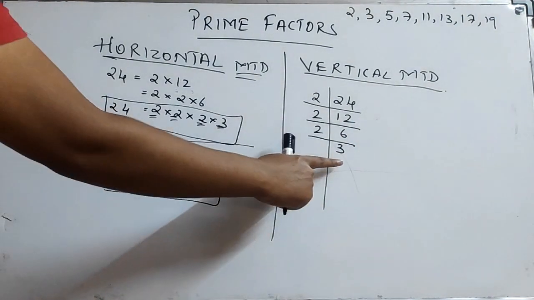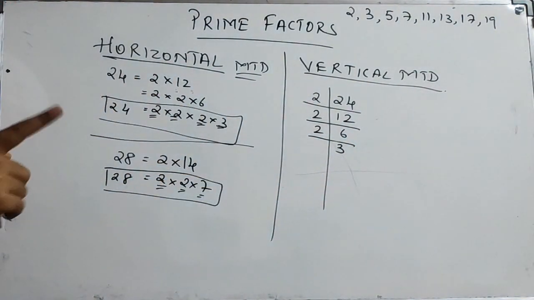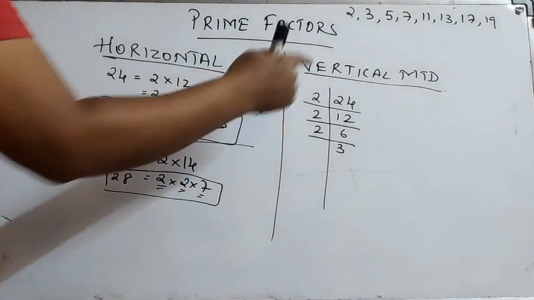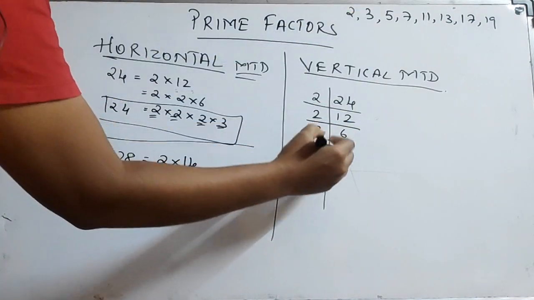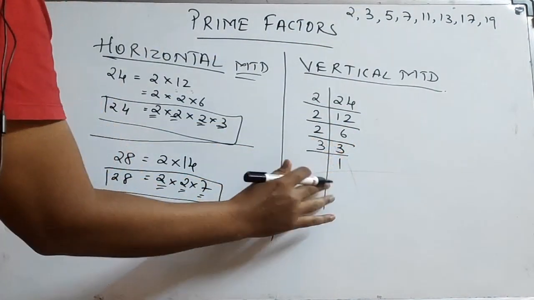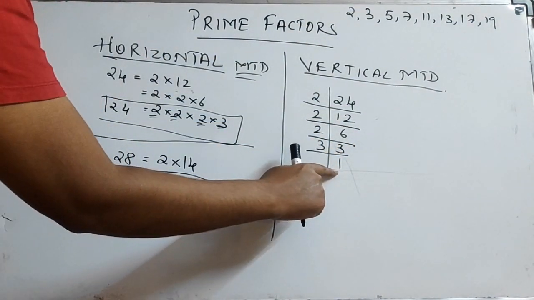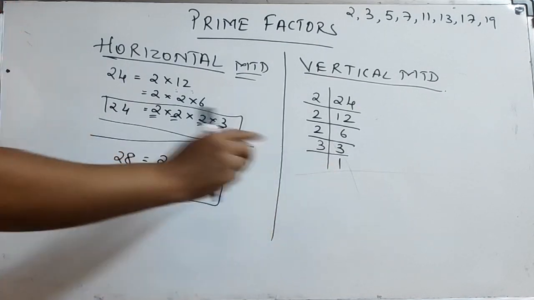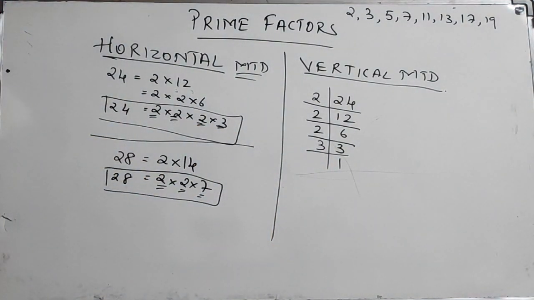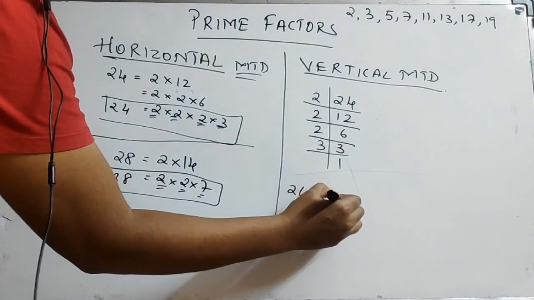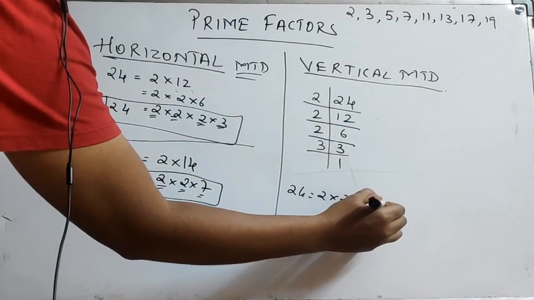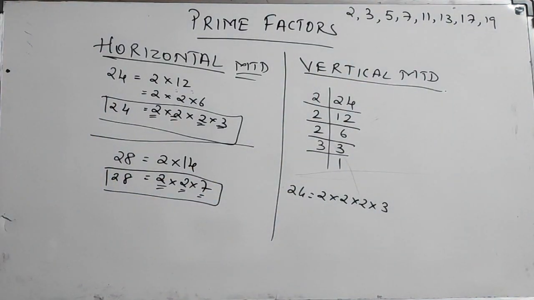Now, can 3 be divided by 2? No, you cannot divide 3 by 2. So you move to the next number. Can 3 be divided by 3? Yes, the answer is 1. Once you get 1 over here, you stop your factorization. That means you have completed your factorization. So 24 can be written as 2 multiplied by 2 multiplied by 2 multiplied by 3.